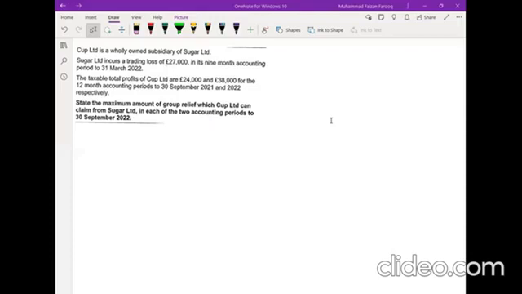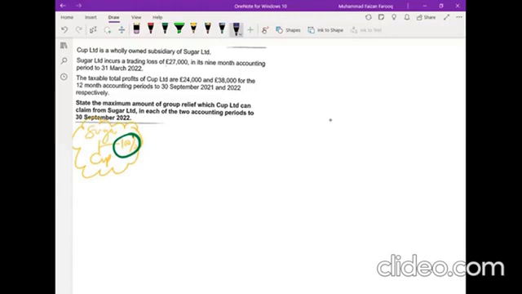We have to again focus on counting the months on our fingers. This type of thing is going to start now. If you see the question, please read the question. Cup Limited is a wholly owned subsidiary of Sugar Limited. Sugar is the parent, and wholly owned means 100% holding. So a group is formed.